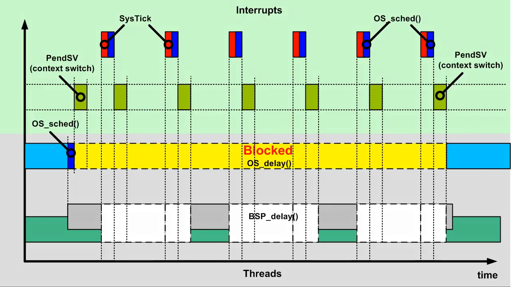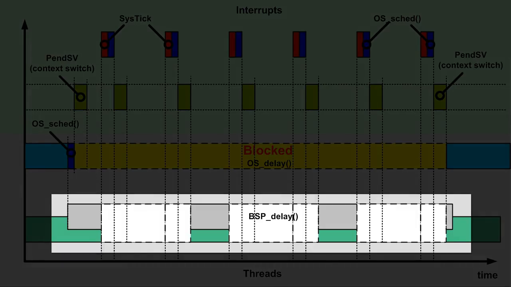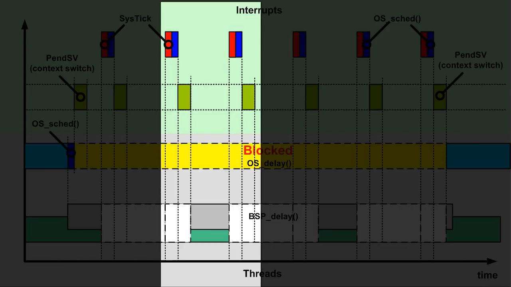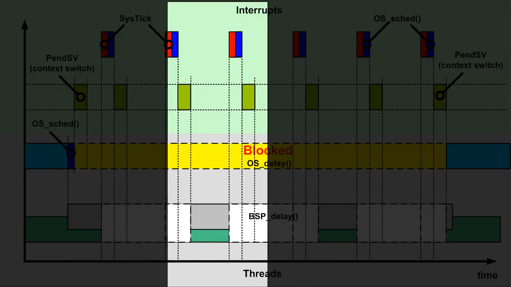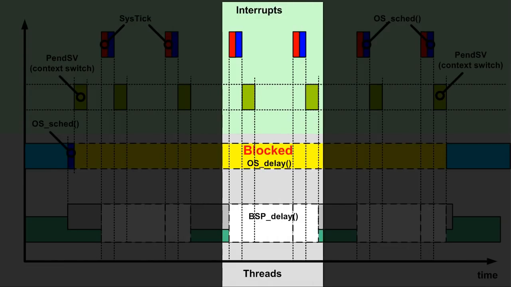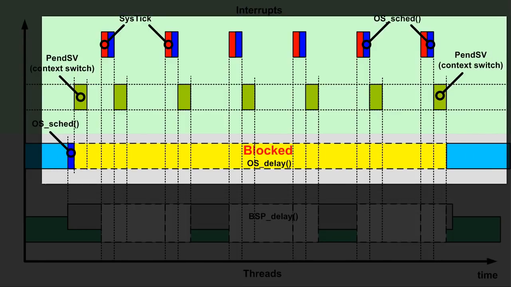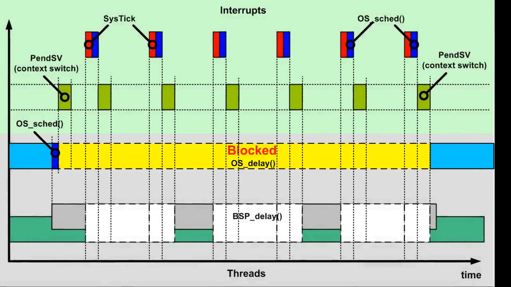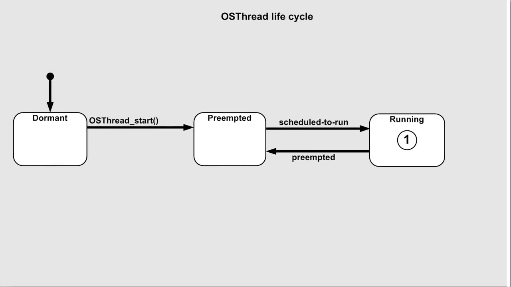As you can see, a thread running a polling BSP delay function participates in the round-robin scheduling, meaning that sometimes the thread is scheduled in and sometimes it is scheduled out. In contrast, a thread that is in the blocked state should never be scheduled in. It simply is not ready to run. This means that your RTOS threads have a new property, which tells the scheduler whether a thread is ready or not ready to run.